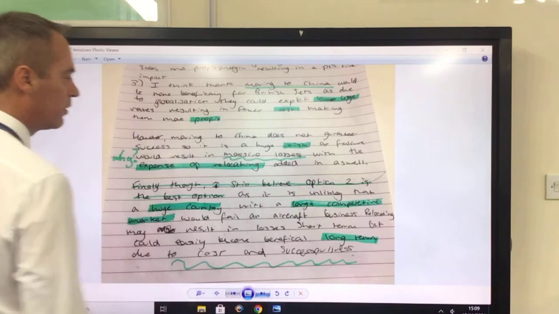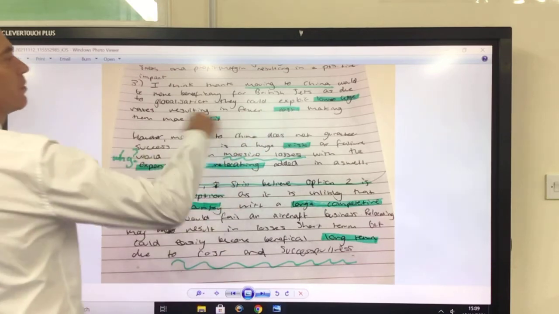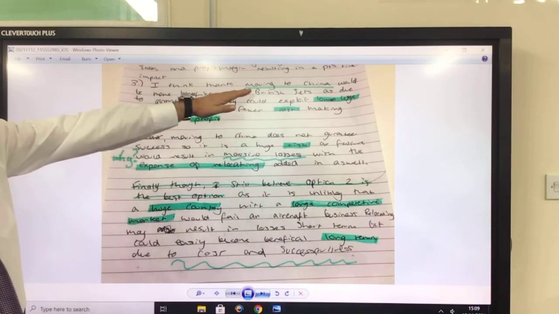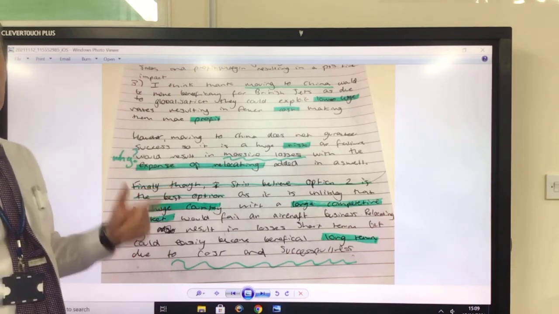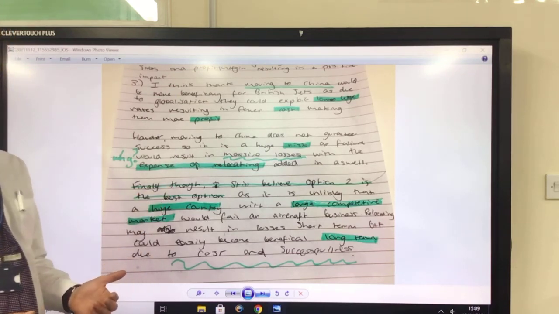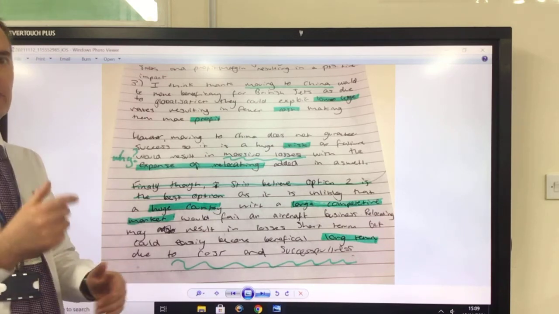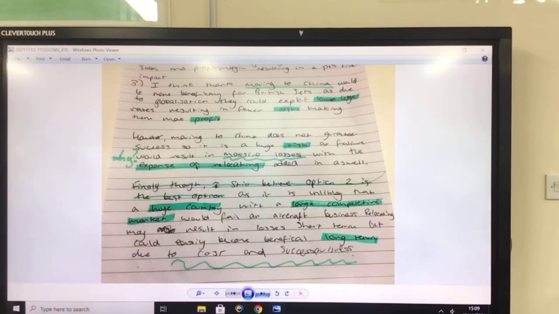If I move to the next one, this is the 9-mark question. Now, first paragraph, we've got 3 separate points. I've underlined there the chosen option, which one it was. Remember that in Edexcel GCSE Business, when you are given a choice between 2 options in a 9-marker question, you pick one and you stick to that one. Do not try to compare it with the other one. That would not score you points.